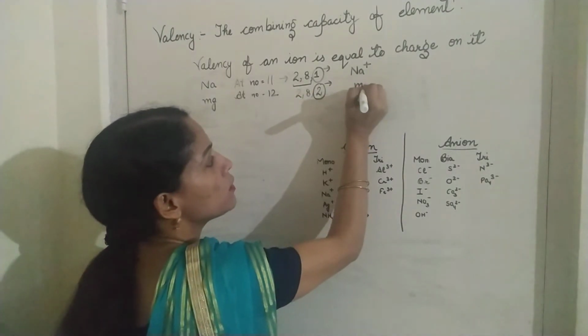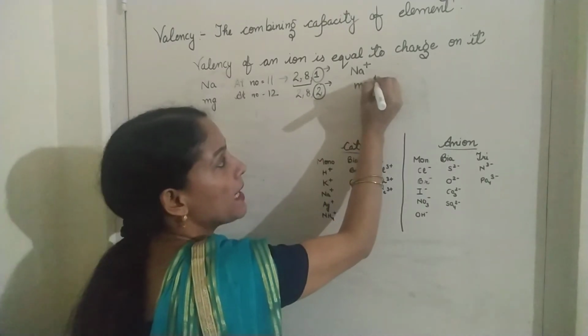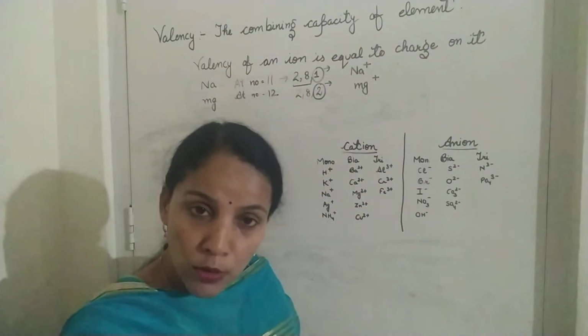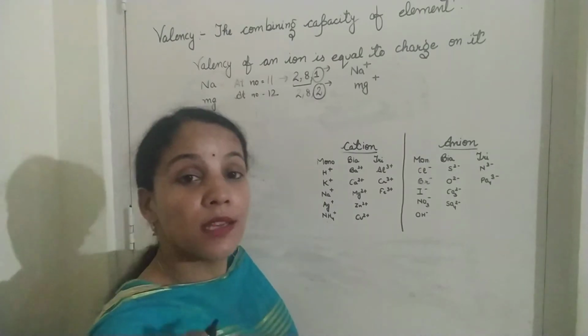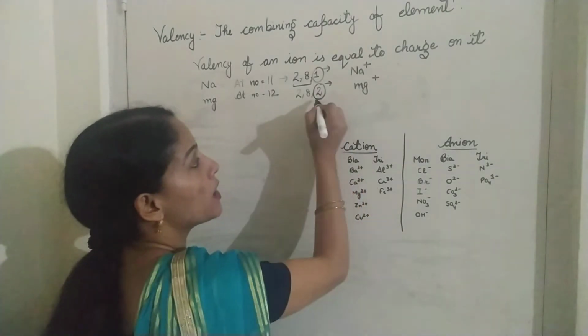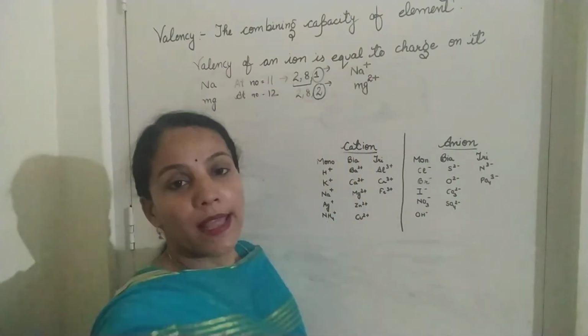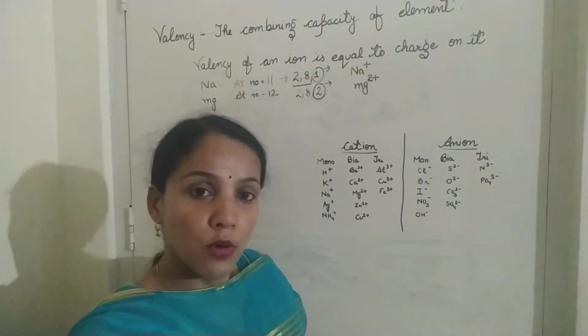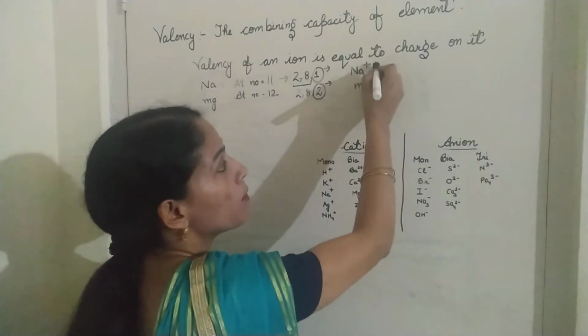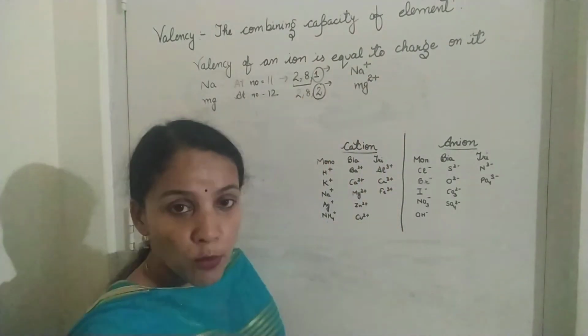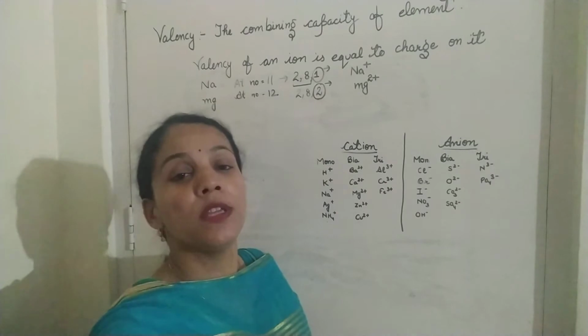When we lose 2 electrons, we again get a positive sign because we are removing electrons from here. But how many positive? 2, because we are losing 2 electrons from magnesium. This is the example of a cation, when we get a positive charge by removing electrons.